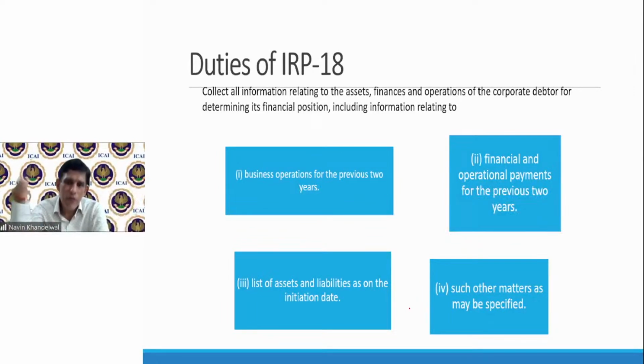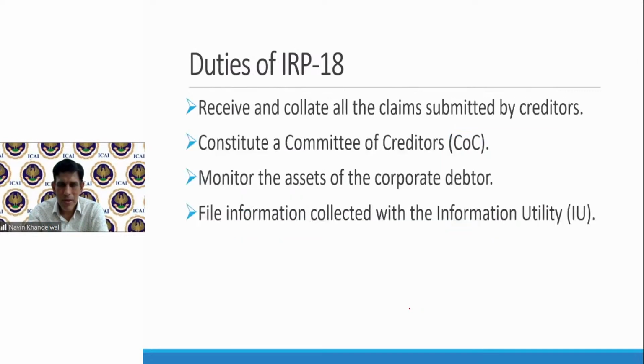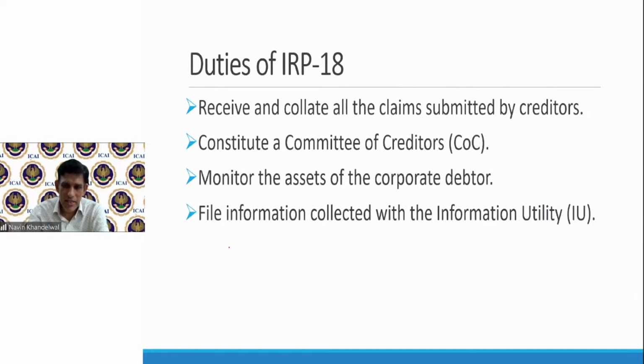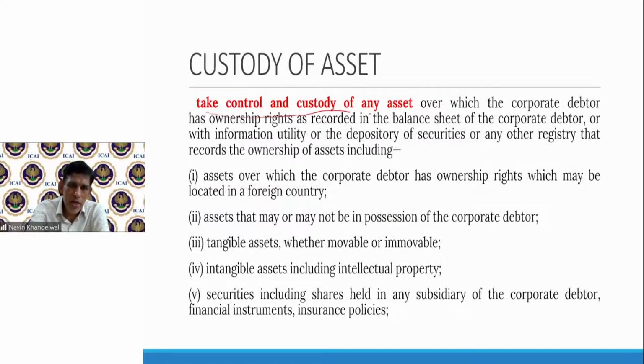The other aspect is to collate information. He has to understand the business operation for the previous 2 years. Then he has to get the list of assets and liabilities as on the initiation date. He has to get hold of all the financial and operational payment records for the previous 2 years, so that he can take certain steps, which we'll discuss later on, and why these are required for those 2 years. But very important, he has to take the list of assets and liabilities. He has to know what the assets are so that he can take control over these assets. So he can take control and custody of any asset.